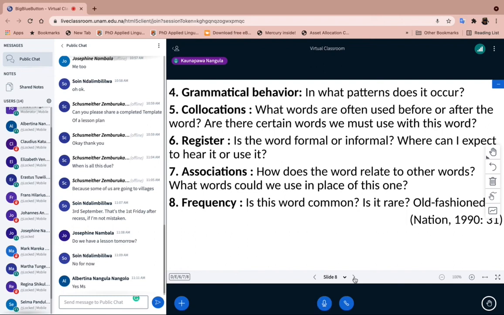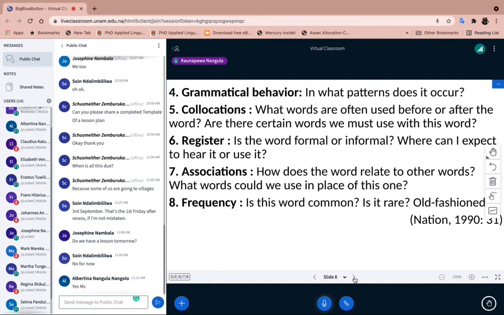And then number 8, frequency. Is this word common? Do we use it often? Or is it a very rare word that people don't use as much because it's considered an old-fashioned word? All right. So these are the elements that you have to think about when you're talking about a word.